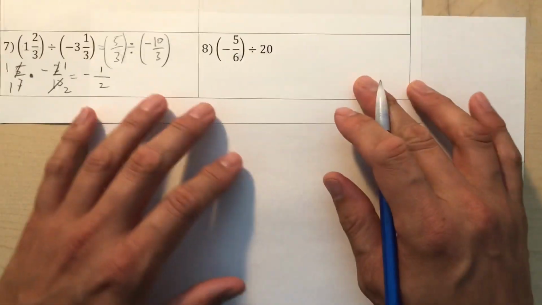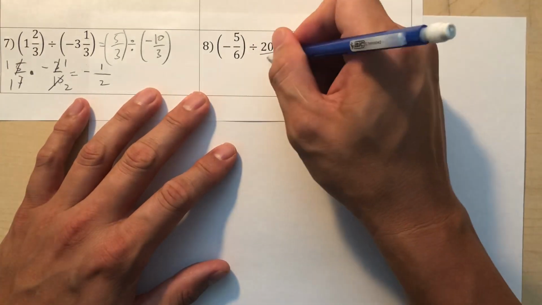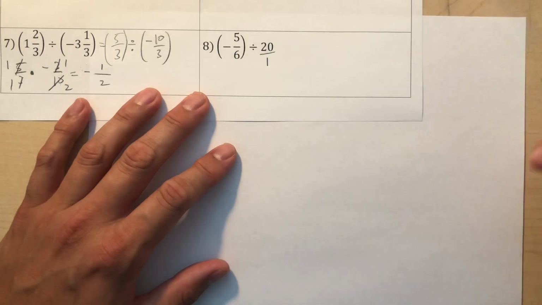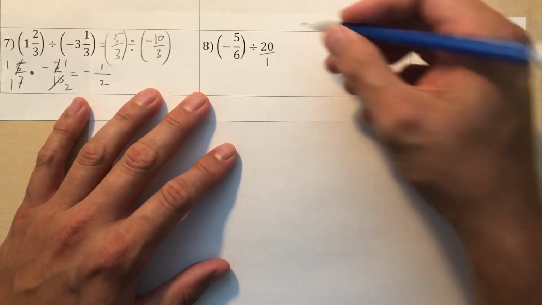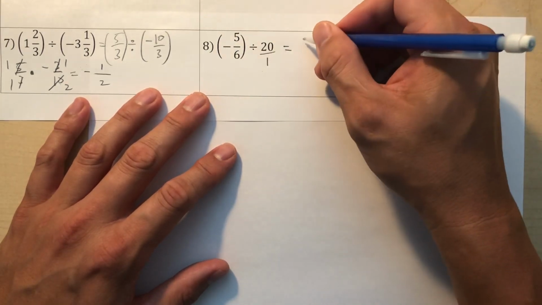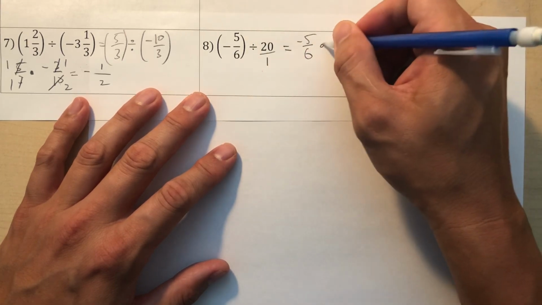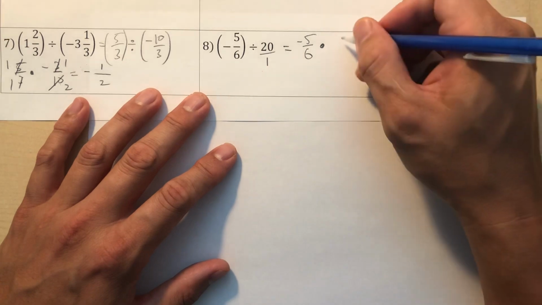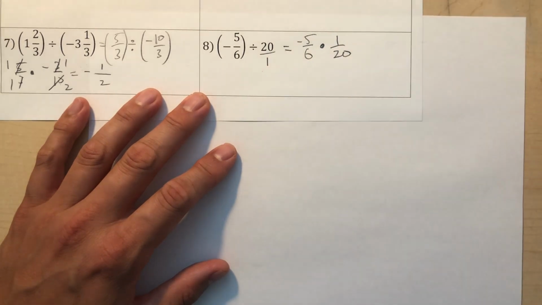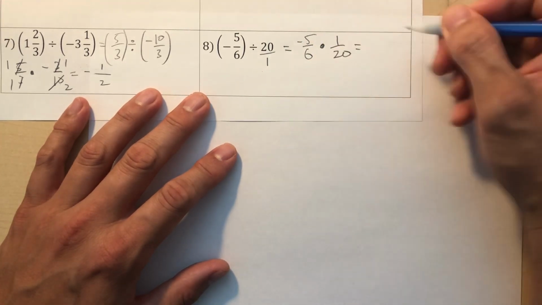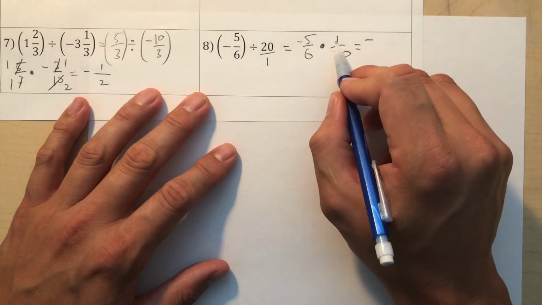All right, last problem. This one I just put a 1 right here. I don't have to rewrite it. It's kind of skipping steps, but I'm okay with that because it still looks pretty clean, okay? Keep the first fraction as negative 5 over 6. And I'm gonna change this to multiplication. And then to do that, you gotta make sure you flip the second fraction, all right? There you go. I know my answer is gonna be negative because a negative times a positive is a negative.